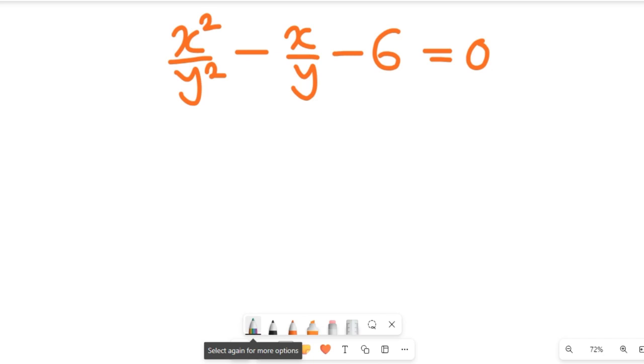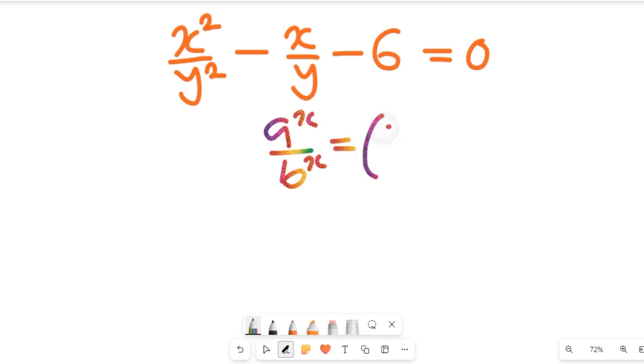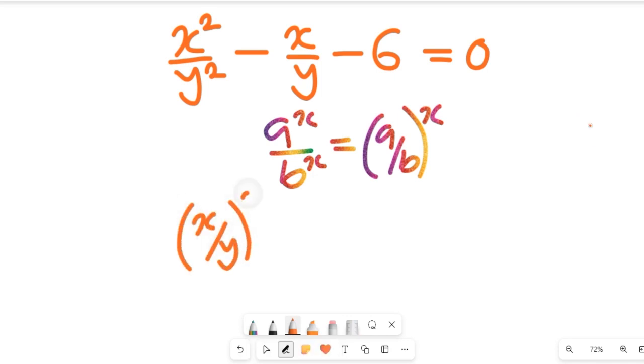Now come to think about this. Remember the law of indices. If you have a to the power of x divided by b to the power of x, this can be equal to a divided by b, all to the power of what? x. Great. So if we do that, that expression will now give us x divided by y all squared minus x divided by y minus 6, and this is equal to 0.